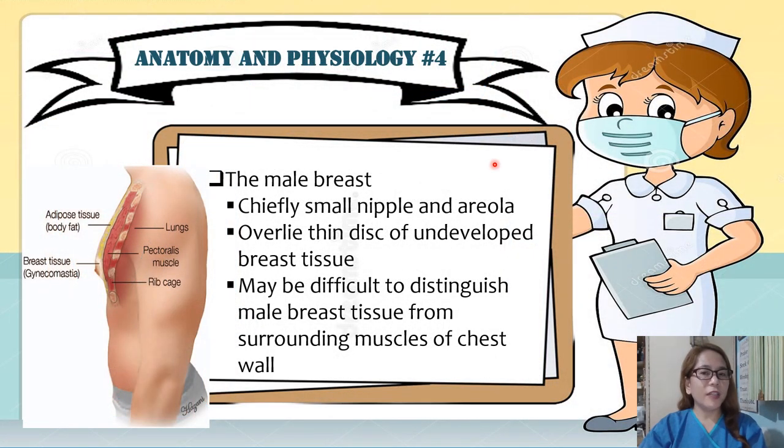Moving on to the anatomy and physiology of the male breast. So the male breast chiefly has a small nipple and areola. It overlies a thin disc of undeveloped breast tissue. That's why hindi halos mo siya makita. It may be difficult to distinguish male breast tissue from the surrounding muscles of the chest wall.